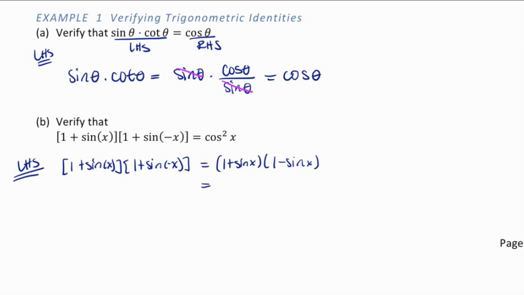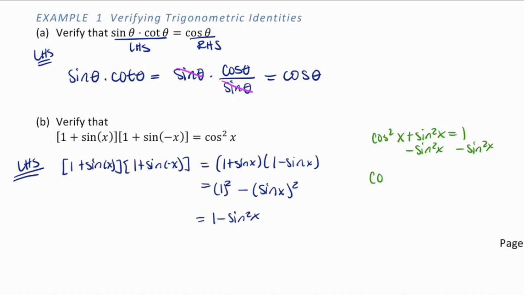This is a difference of squares, so this is 1 squared minus sine x squared, which I can rewrite as 1 minus sine squared x. Now, using the fact that cosine squared x plus sine squared x equals 1, we can rewrite this by subtracting sine squared x from both sides to end up with cosine squared x equals 1 minus sine squared x.